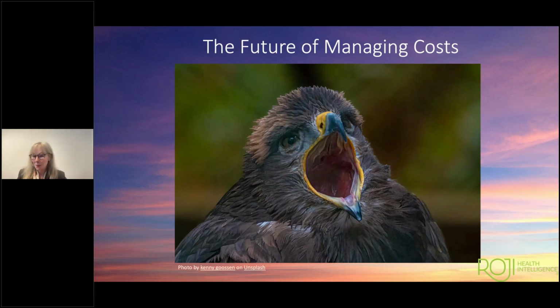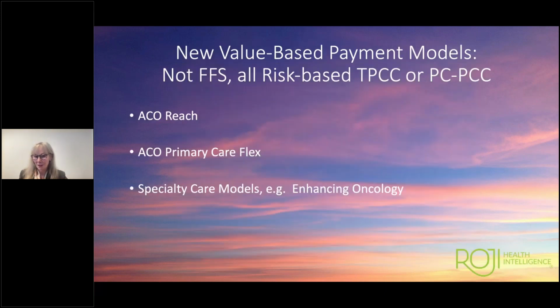Most of the new value-based payment models are focused on risk. ACO REACH and Primary Care Flex are both capitated kinds of models. We didn't used to use the word capitated for a while in value-based care. We talked about population-based payments, but I think right now it's out of the bag, and I'm hearing the word capitation over and over again. Specialty care models are beginning to incorporate this too, like the Enhancing Oncology Model. And we're hearing much more about the possibility of global capitation with negotiation of specialty payments within ACOs.